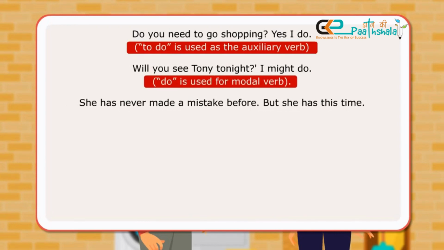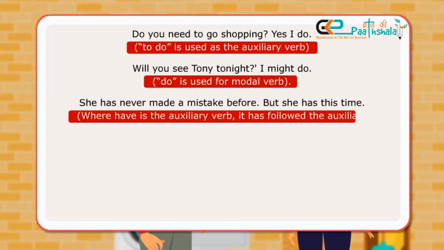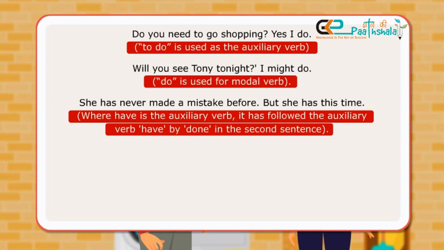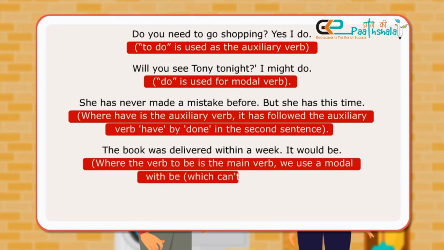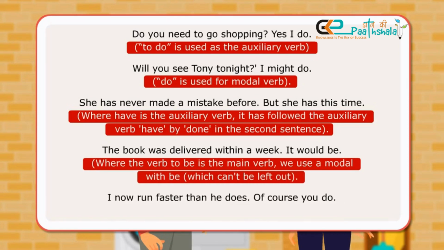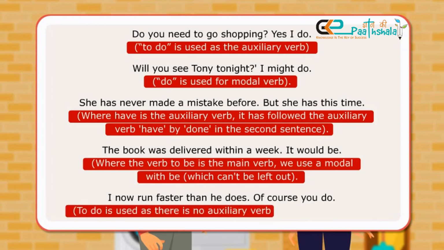She has never made a mistake before, but she has this time. Where have is the auxiliary verb, it is followed by done. In the second sentence, the book was delivered within a week. It would be. Where the verb to be is the main verb, we use a modal with be, which can't be left out. I now run faster than he does. Of course you do. To do is used as there is no auxiliary verb in the first sentence.